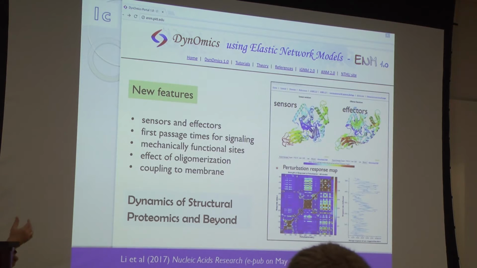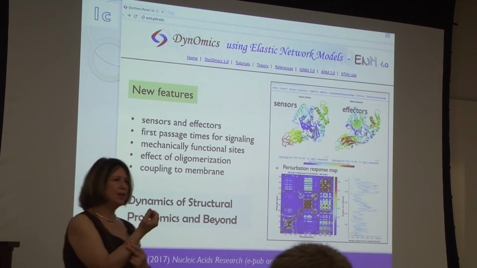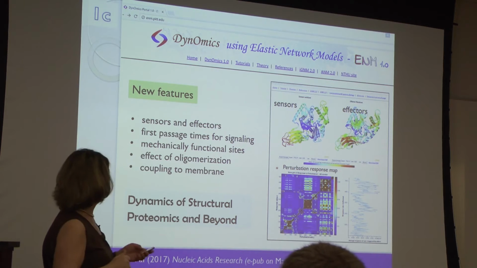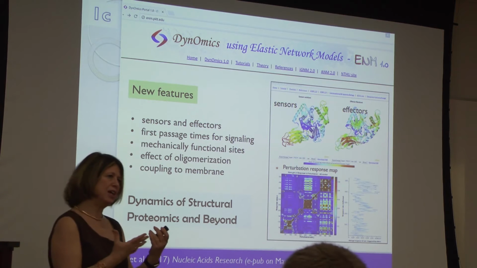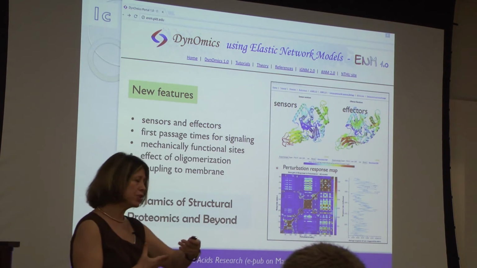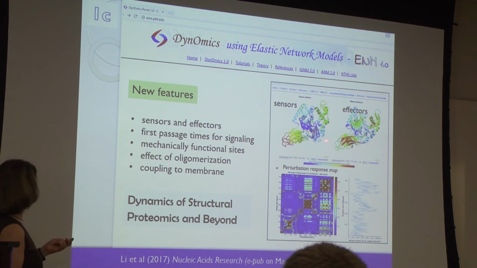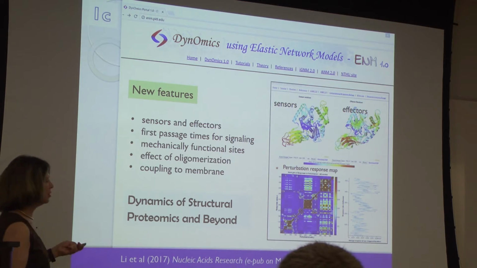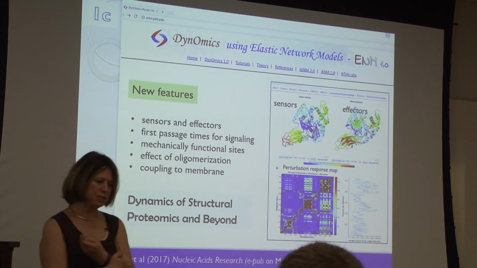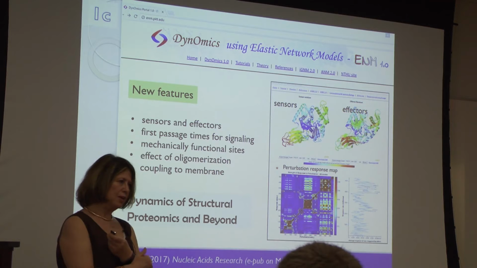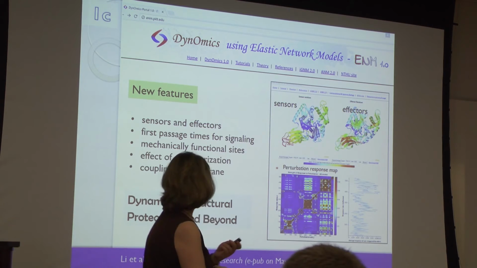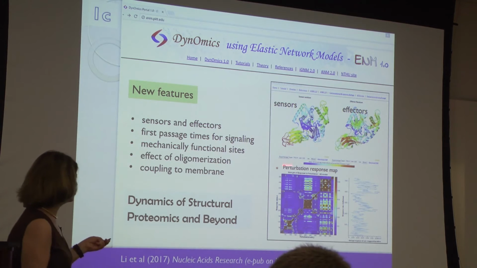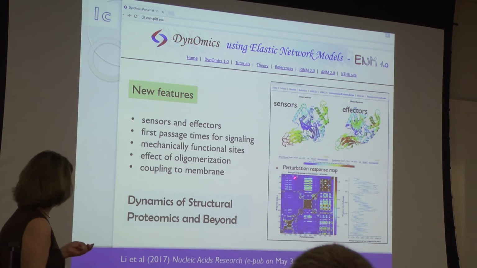Now, in addition to what I've described so far, as I mentioned, you can calculate properties like sensors, if residues act as sensors of signals or effectors of signals. There is a theory called perturbation response scanning. James, are you doing your part today or tomorrow? Today. So James will talk about this perturbation response map today.